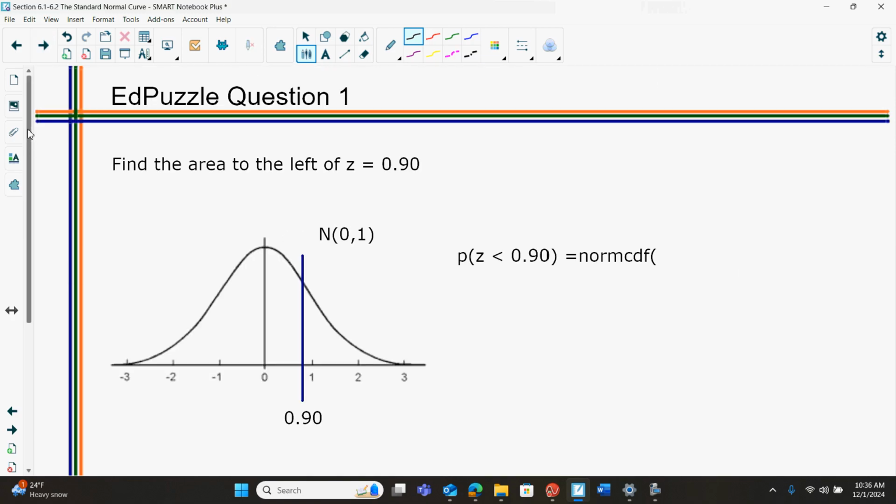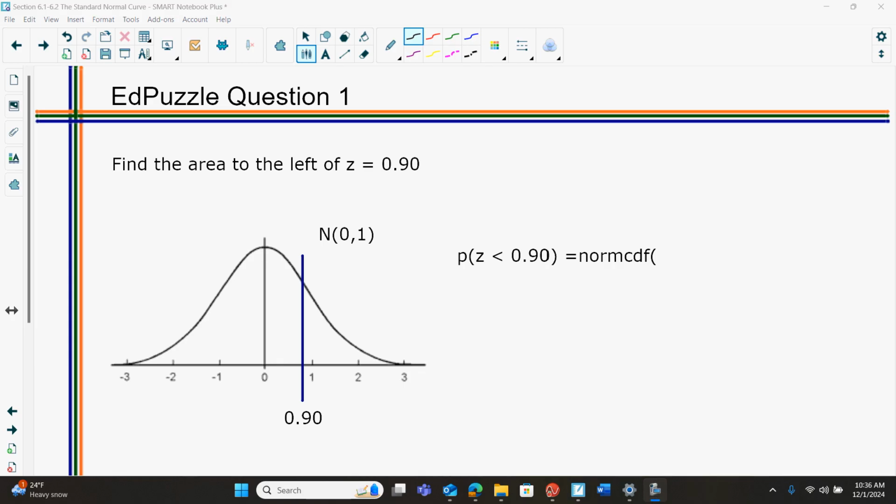All right. Now what we're going to do is we're going to find, oh, never mind. We're not going to do anything. You're going to do something, and you're going to find the area to the left of a z-score of 0.9. This is your first step puzzle question. Good luck.